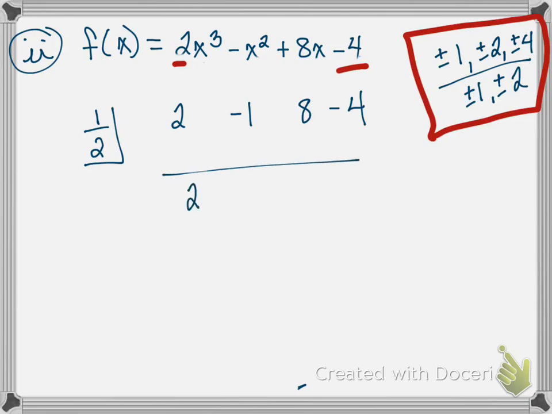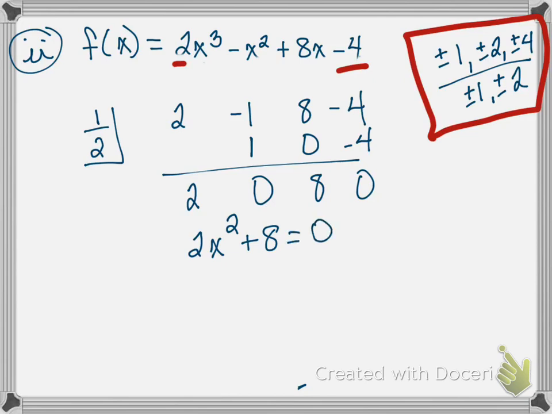Okay, 1/2 times 2 is 1. Okay, -1 plus 1 is 0. 1/2 times 0 is 0. 8 plus 0 is 8. And 1/2 of 8 is 4, and -4 plus 4 is 0. And so I'm left with 0. So I end up with 2x squared plus 8.